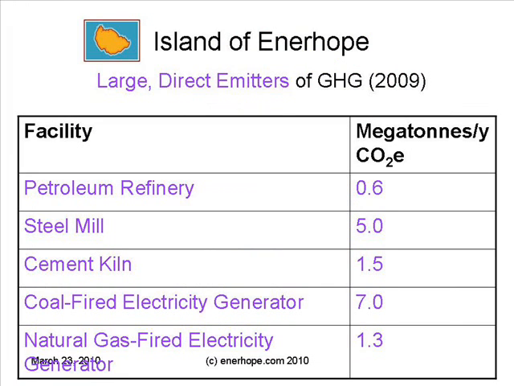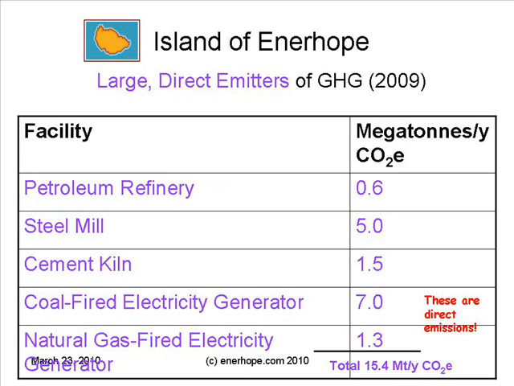Here are the monitored greenhouse gas emissions for Enerhope's large direct emitters in 2009. They range from 0.6 megatons of carbon dioxide equivalent from the petroleum refinery to 7.0 megatons from the coal-fired electricity generating station. The 2009 total for all large direct emitters was 15.4 megatons of carbon dioxide equivalent.